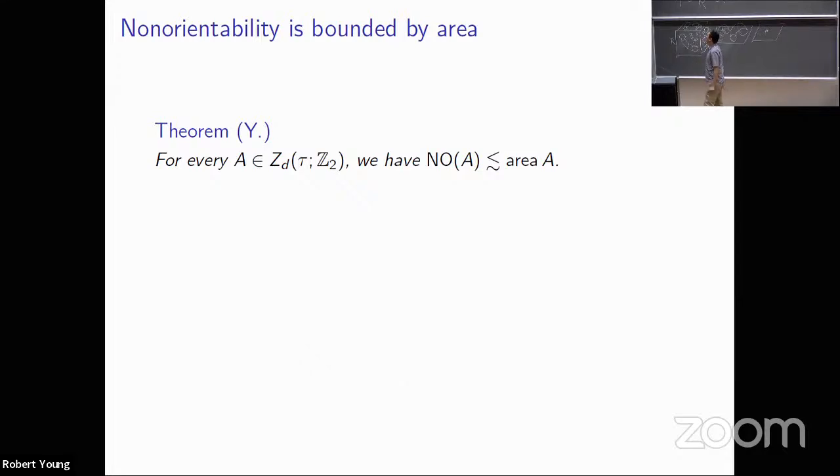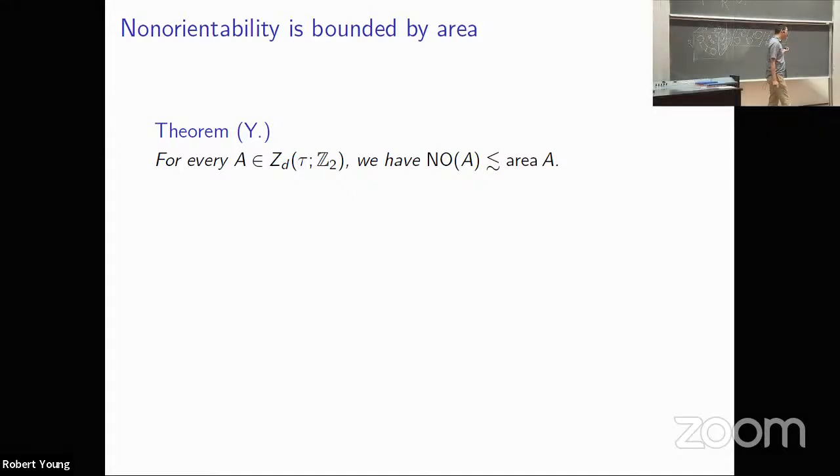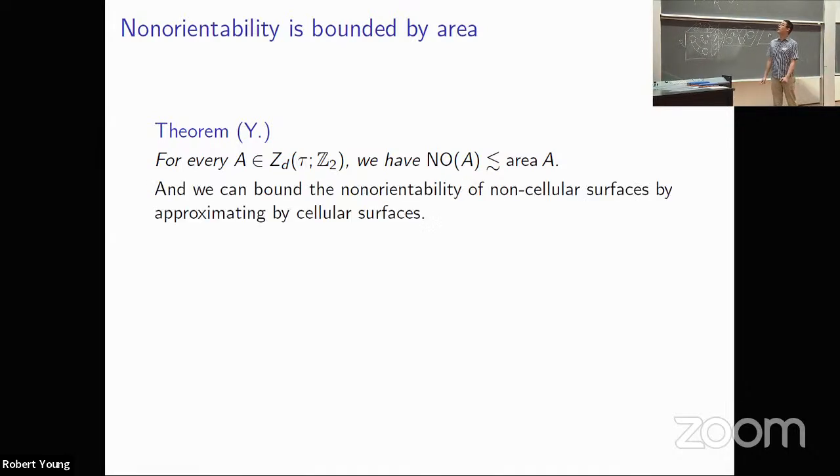So for every cellular cycle A, the non-orientability of A is bounded by a constant times its area. This is stated for cellular cycles, but we can also state something similar for non-cellular cycles. If we have some smooth surface, we can approximate it by cellular surfaces, and then bound the non-orientability of the smooth surface in terms of the cellular surfaces. And this has some applications in geometric measure theory.